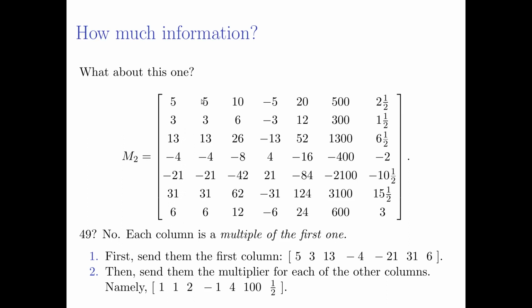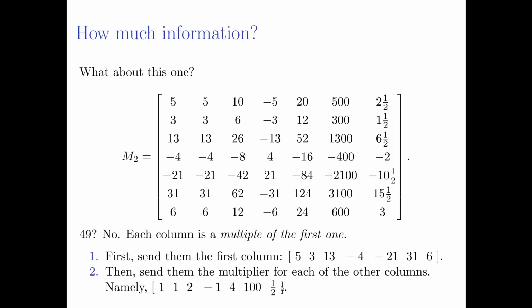But now, instead of repeating that, we're going to tell them what the multiplier is for each of the columns. So this is the first column, and we're going to say we want 1 of the first column, and then 1 of the first column, and then 2 of the first column, and then negative the first column, and then 4, and then 100, and then a half. So this vector right here tells you how many of the first column you want in each column location.